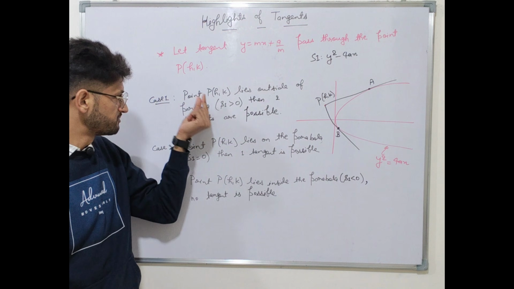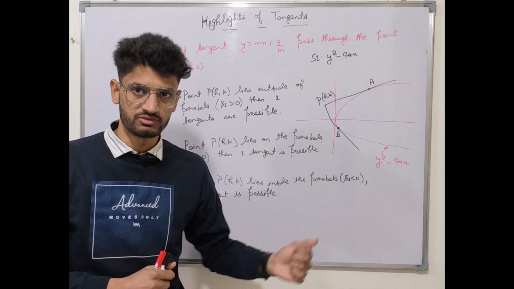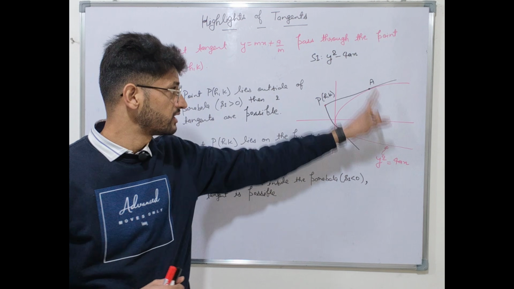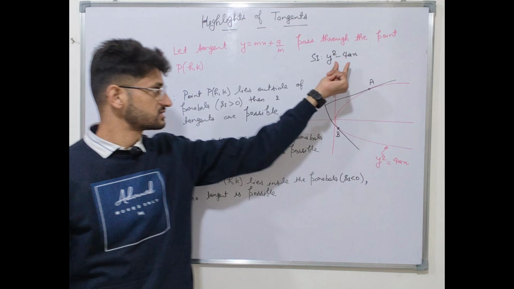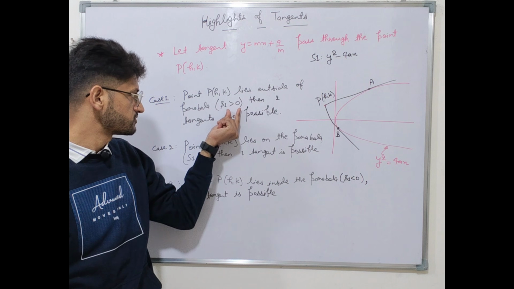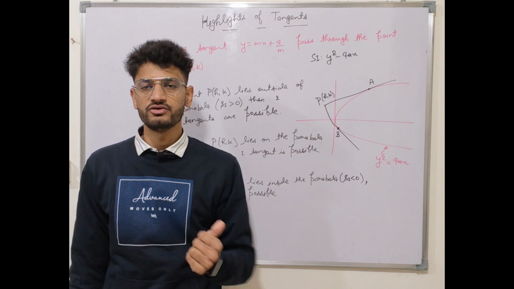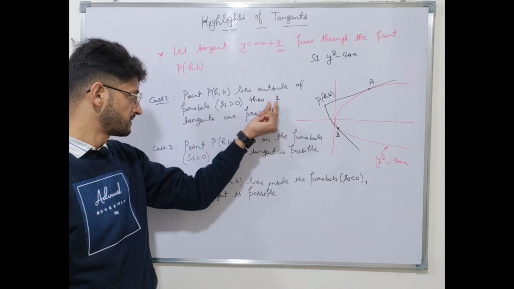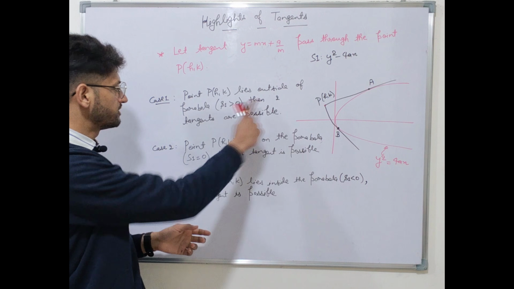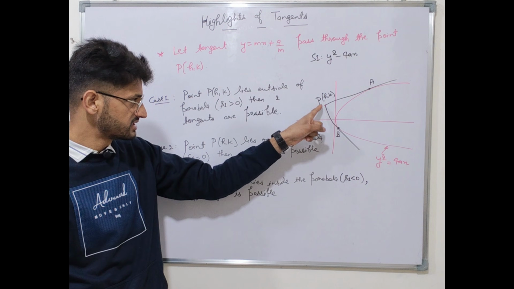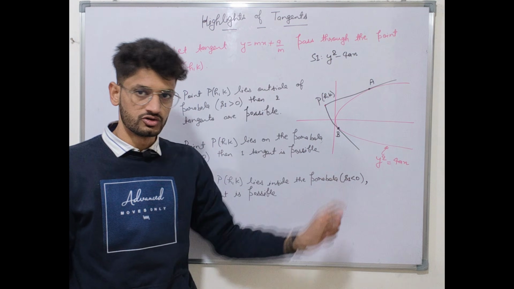In case 1, point P lies outside of the parabola. How will we observe that point P lies outside the parabola? Since we have the equation of curve y square equals 4ax, we will call it S1. We substitute the value of h, k in this equation, and if S1 is greater than 0, positive, then the point lies outside the parabola. In that case, two different tangents are possible, as we can see in the diagram: from point P, which lies outside the parabola, two different tangents are drawn.